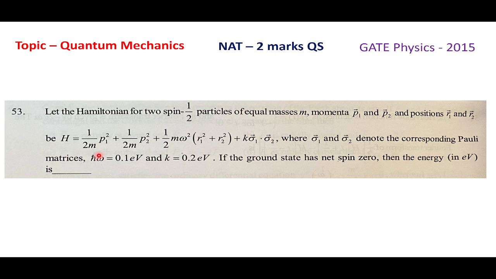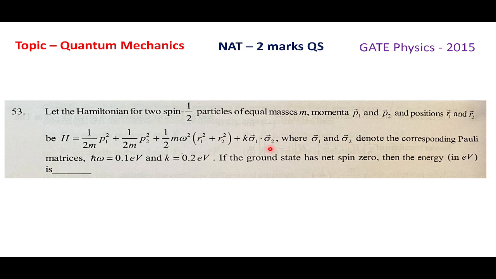So there are three parts. The first part is P1 square by 2m plus half m omega square R1 square. This will give you a 3D quantum harmonic oscillator for the first spin half particle, and then another 3 dimensional quantum harmonic oscillator for the other spin half particle, that is P2 square by 2m plus half m omega square R2 square. So we have two 3 dimensional quantum harmonic oscillators here, and the third term in the Hamiltonian is the spin interaction term between these two spin half particles.